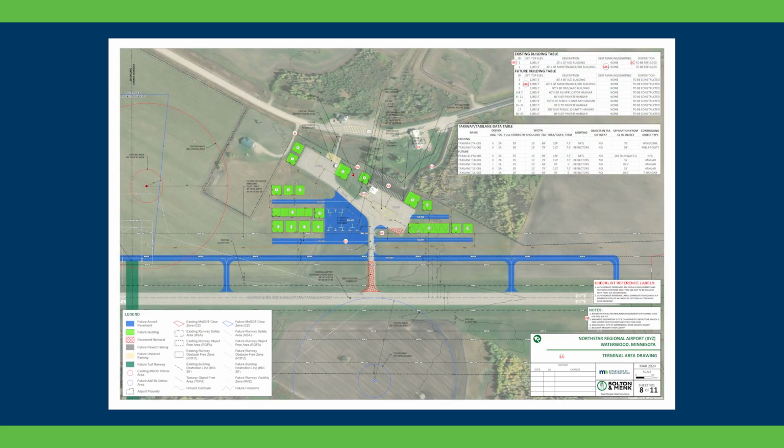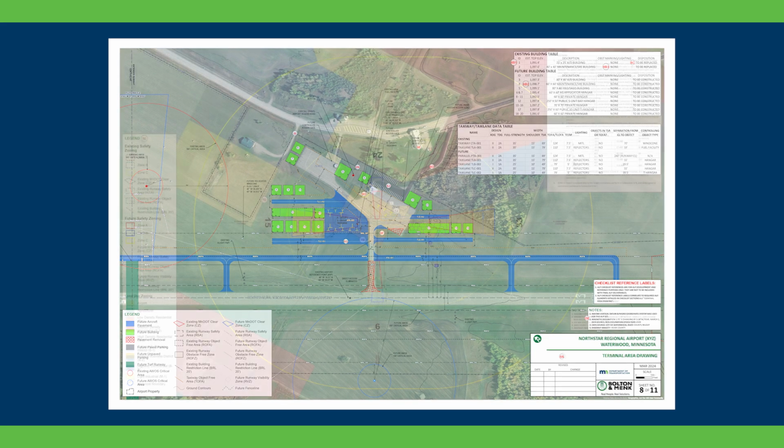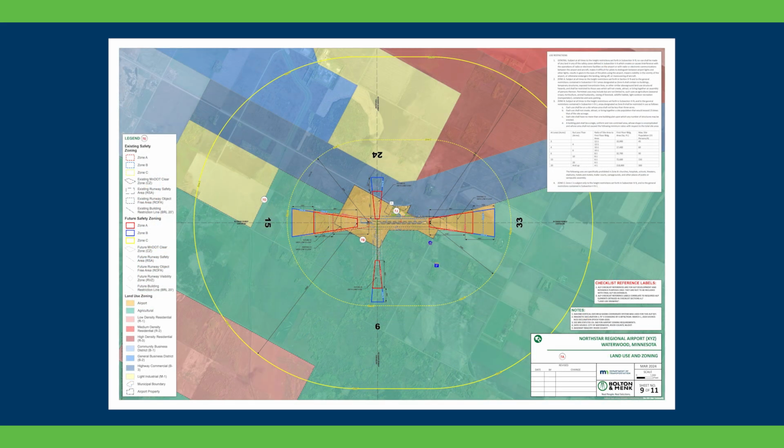Sheet 8, the terminal area drawing, provides a more focused view of existing and future development in the core airport complex. When working on this sheet, be sure to contact MnDOT Navigation Aids and Operations for guidance on siting requirements for any AWAS. On Sheet 9, include any existing or proposed state airport zoning. Also, identify local land use and zoning ordinances in the vicinity of the airport. This helps ensure compatible development.